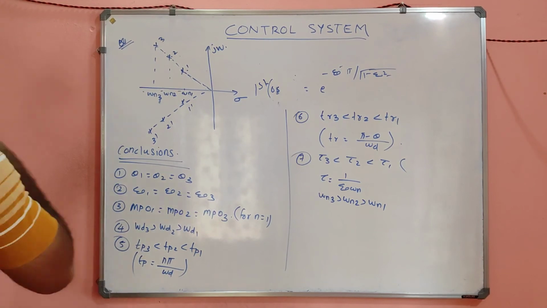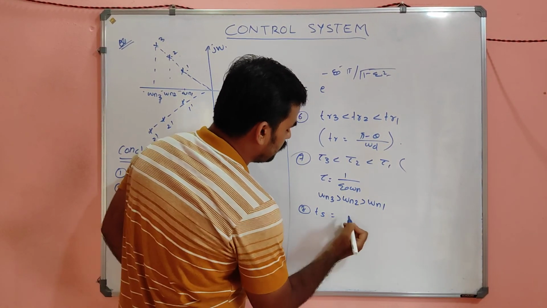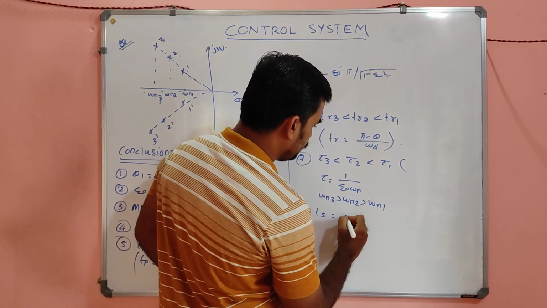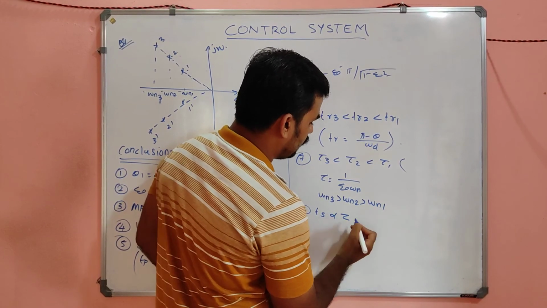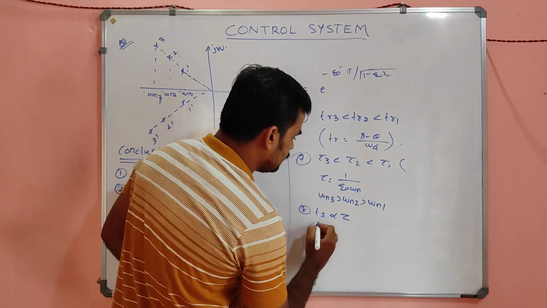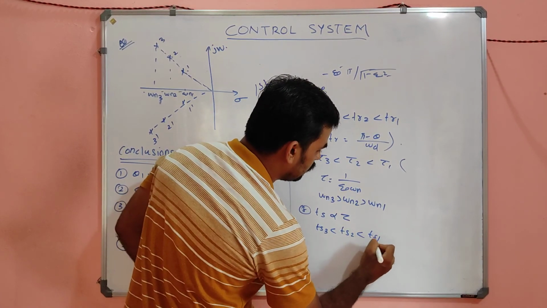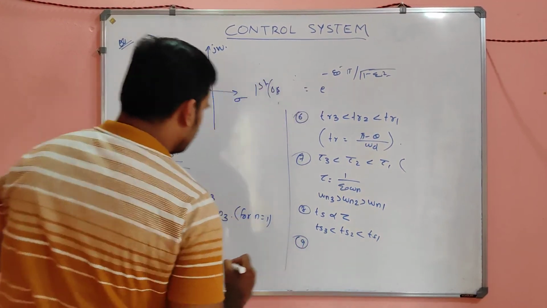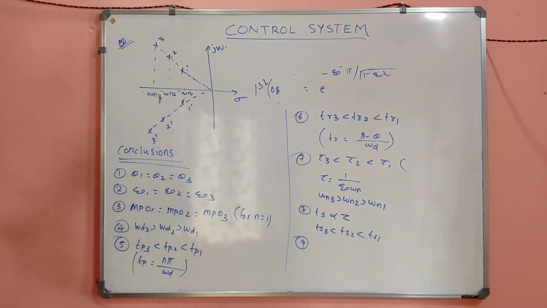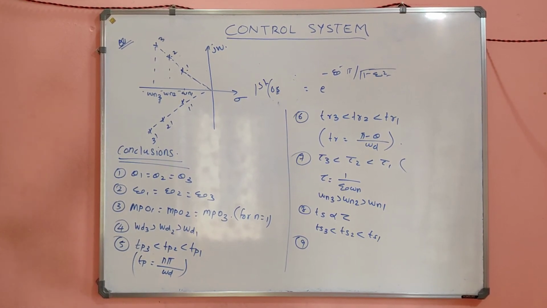And settling time. Ts will be directly proportional to tau, na. So tau is in this manner, it is increasing, so Ts3 less than Ts2 less than Ts1. That's also in the same manner, because it's a proportional quantity. And next conclusion. Yes, correct. That's also simple. That's all.